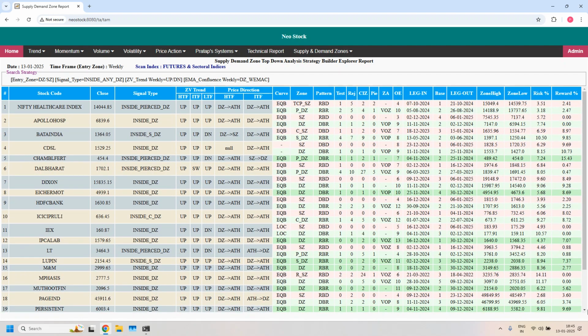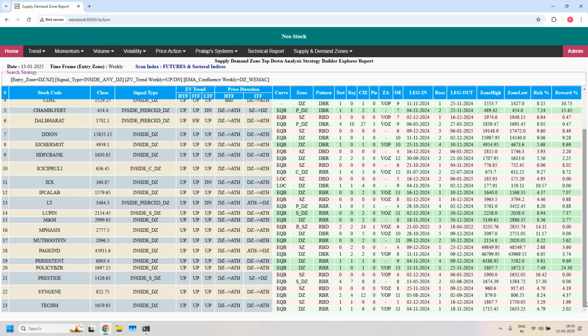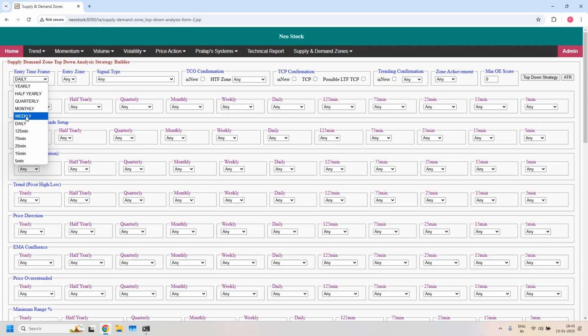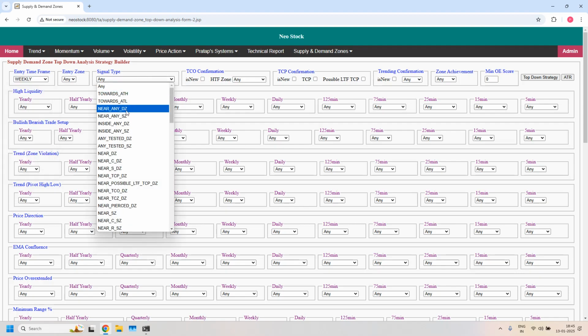First 19 stocks in the list. I am scrolling the list down. So total 23 stocks are filtered. These 23 stocks have weekly demand zones, have weekly EMA confluence, and also current price closed inside these weekly demand zones. Okay, next, weekly time frame. Price closed inside the weekly supply zone.